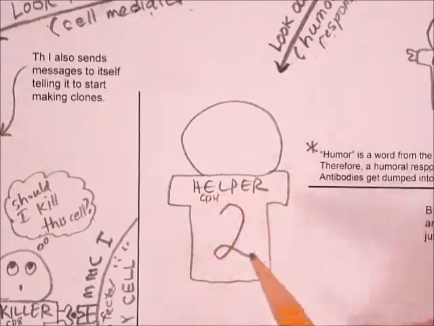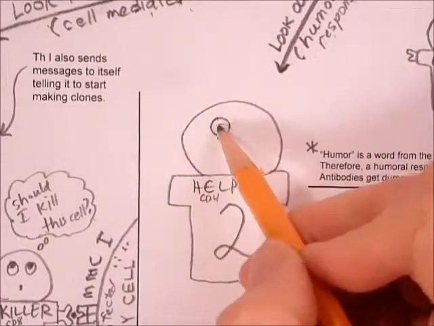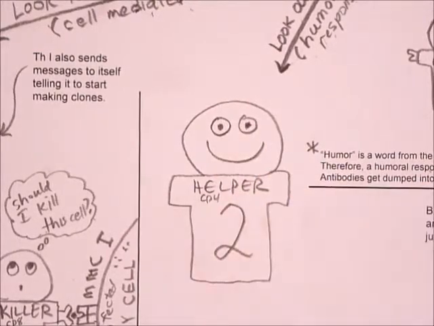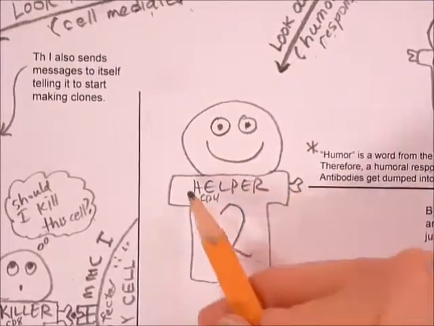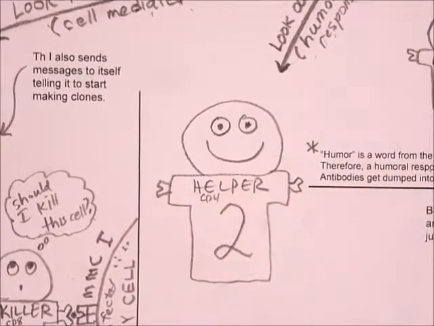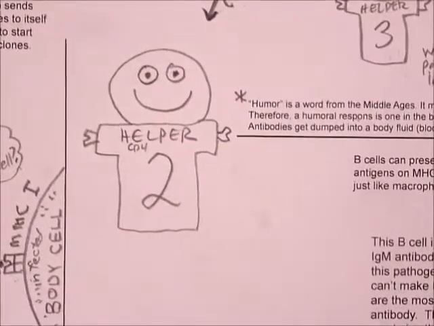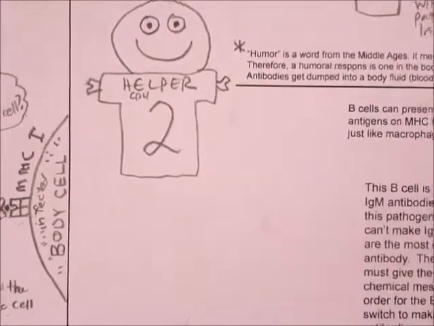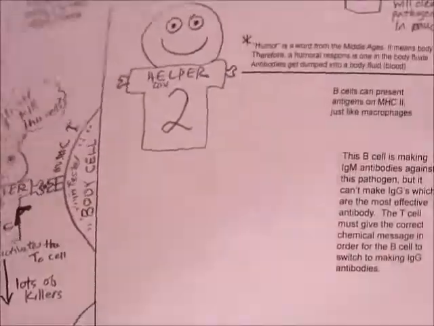Helper, put CD4 if you want to remember, helper number 2. So now it's happy, it has a job, it's helper number 2. Put those little receptor things on there. Okay, helper number 2. What are you going to do? Well, he's going to go talk to the B cells.